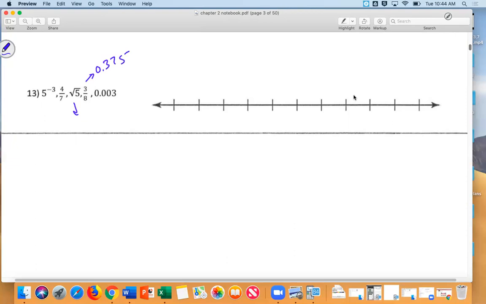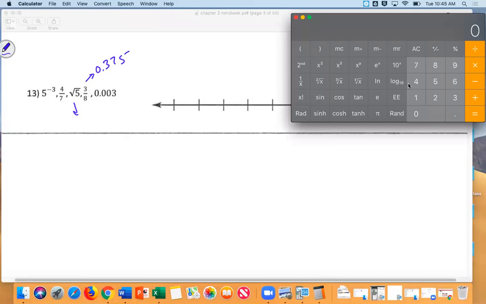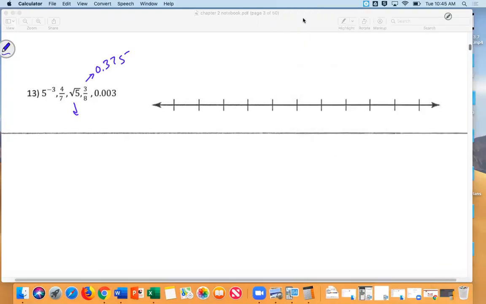Okay, shows you how to do that. So the square root of 5 is going to be, I believe, 2.233. Okay, so 2.23 approximately, doesn't have to be exact. 4/7, we're going to do 4 divided by 7. That's going to be 0.571.